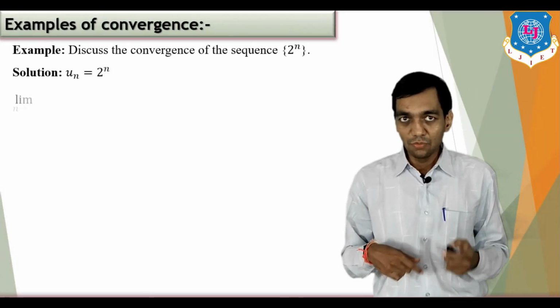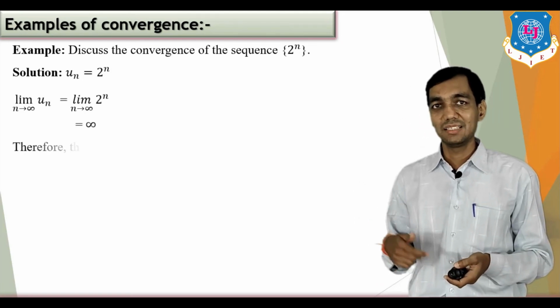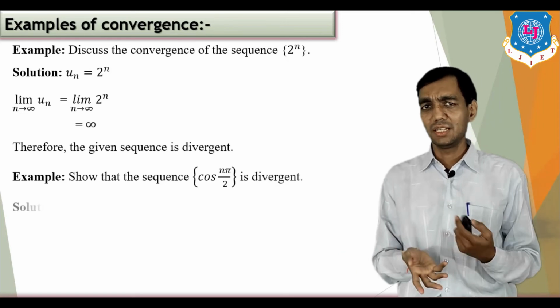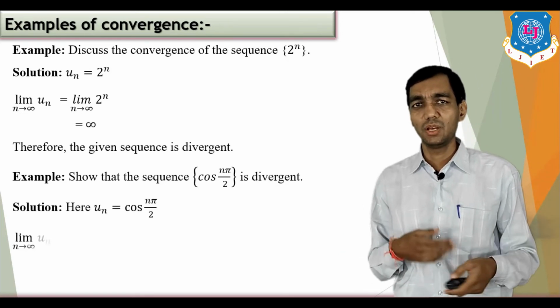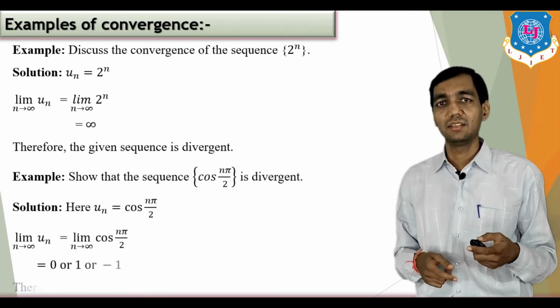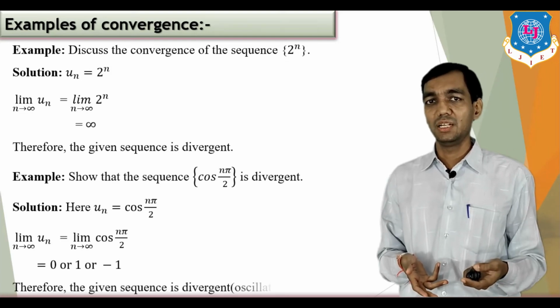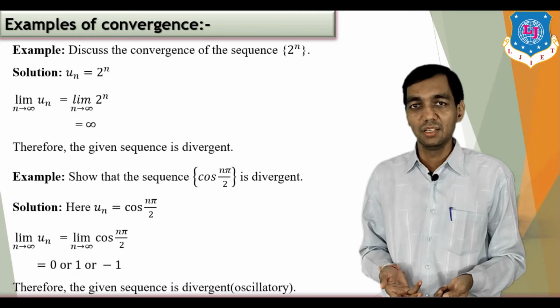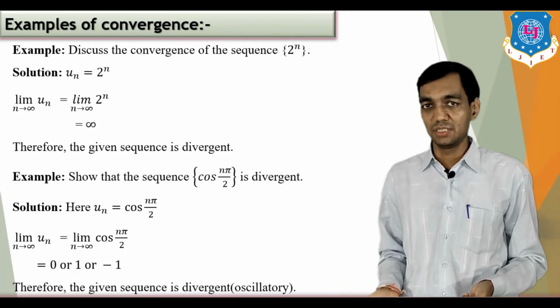Now we are going on to the next example, discuss the convergence of the sequence 2 raised to n. Here we have taken a simple exponent form, and if we apply the limit, then the limit of 2 raised to infinity will be infinite. 2 raised to n, where n tends to infinity, has a limit infinity. So the sequence is directly divergent.